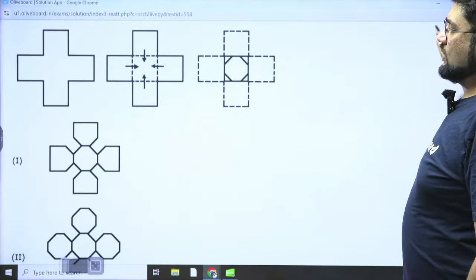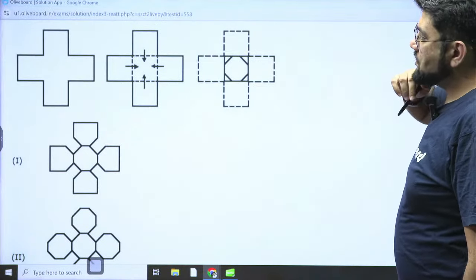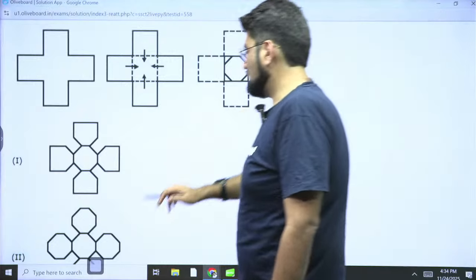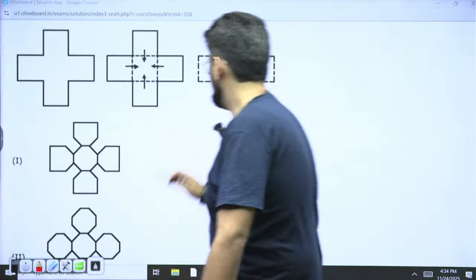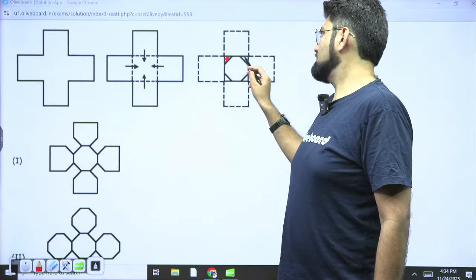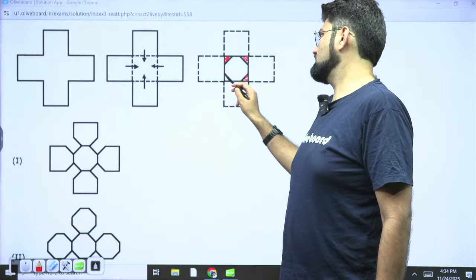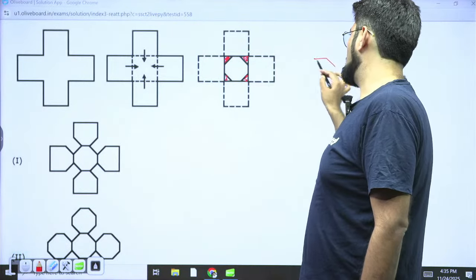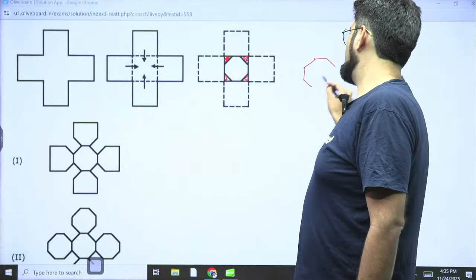Paper cutting. How will it appear when unfolded? Okay, see, these are the cuts. Remember, these areas have been cut. That means this does not exist, this does not exist, this does not exist. That means your paper after being cut is looking something like this.